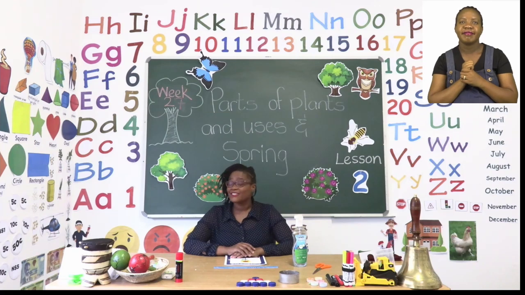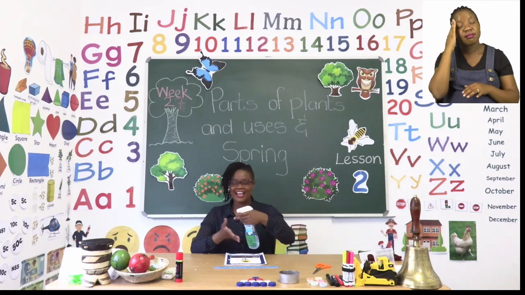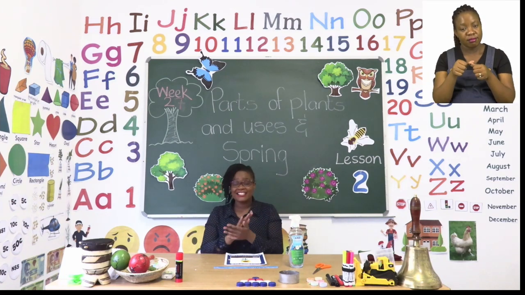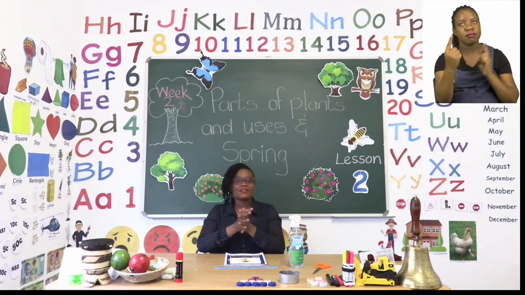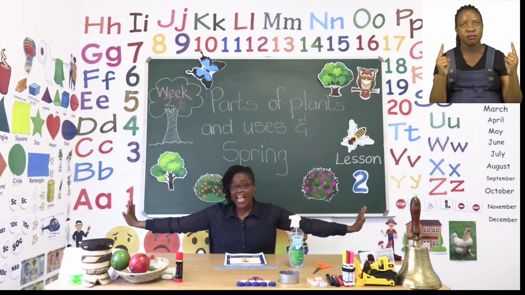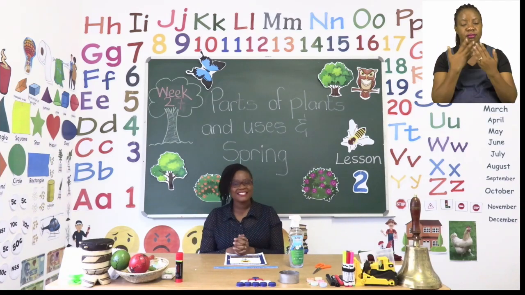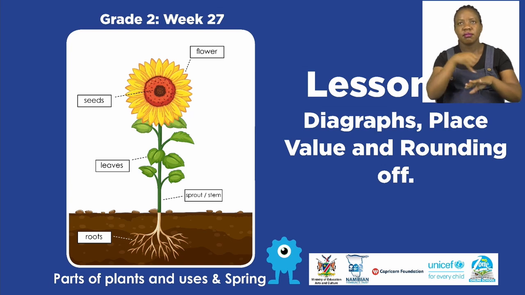Before we get into any lessons, boys and girls, we know that we need to sanitize. Remember, sanitizing is not the only way we can stay safe. We can also practice good social distancing by putting our hands beside us and in front of us. Make sure your hands are dry before you touch anything else. For today's lesson, we are going to be doing digraphs, place value, and rounding off.